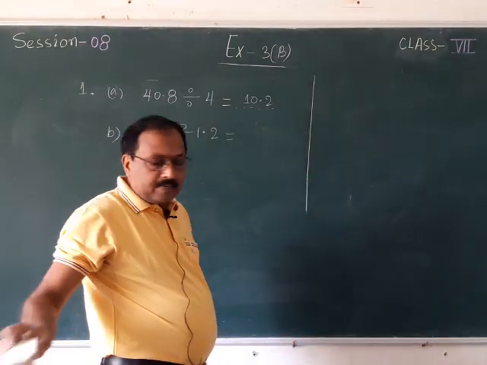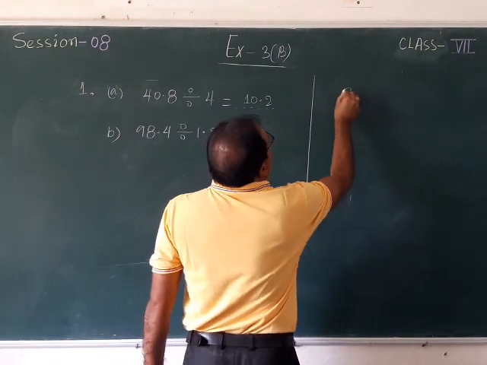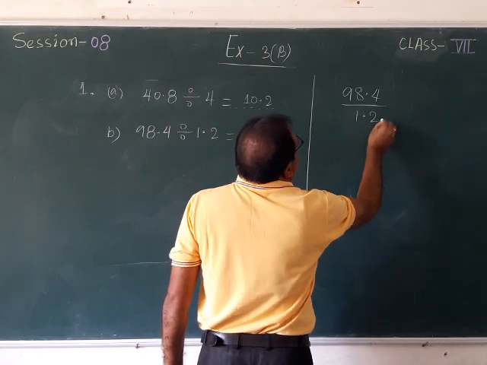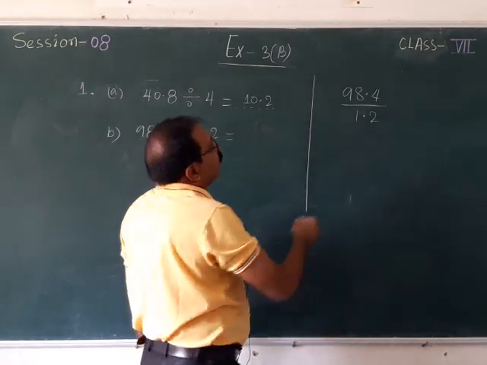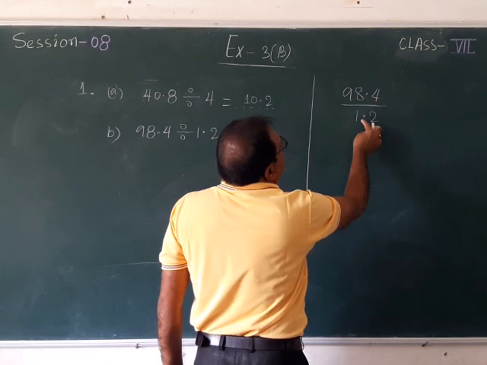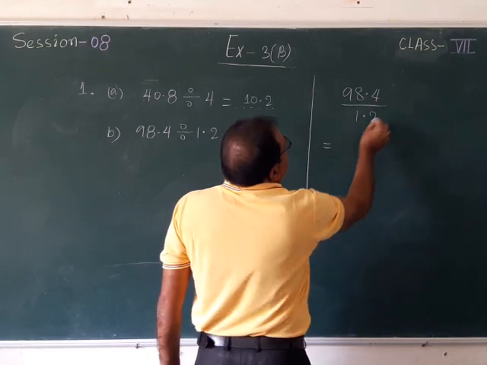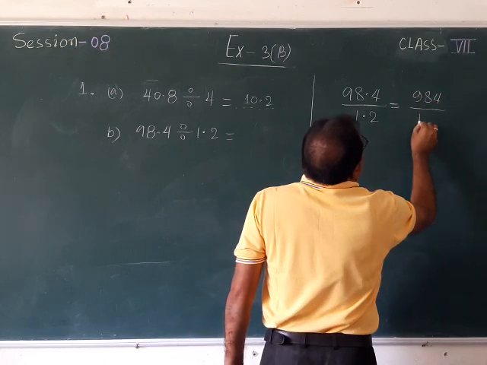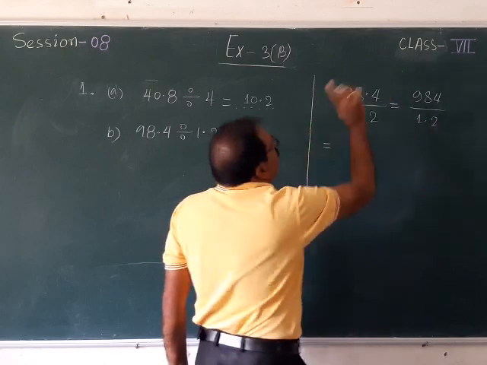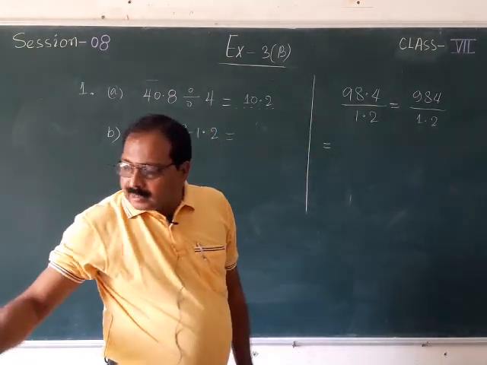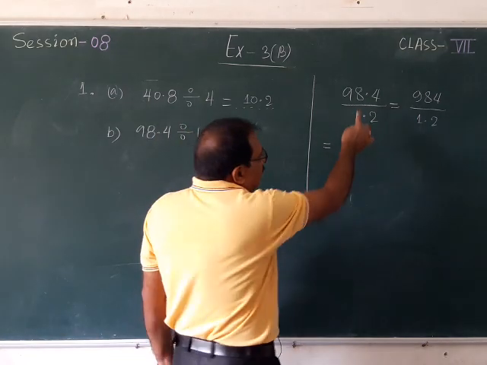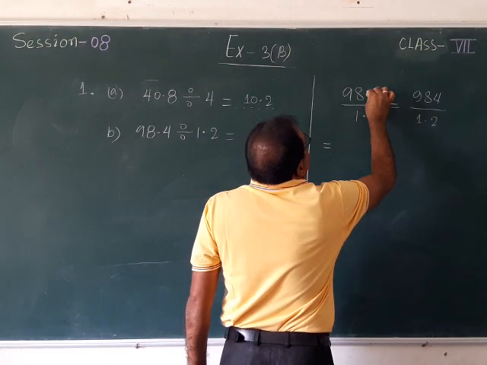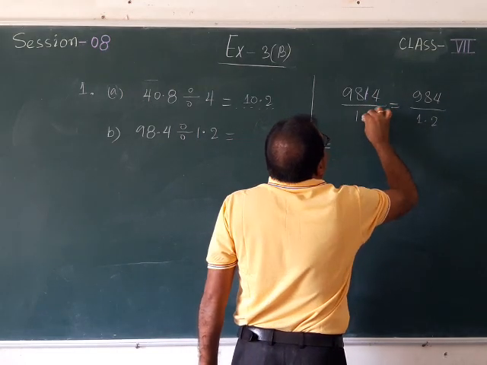Now this B number: first you write it like that, 98.4 upon 1.2. The division can be written in this way also. After the point there is one digit, and after the point there is one digit. That means it can be written as 984 upon 12. Both decimals are cancelled. Why? Because after the decimal the number of digits is the same. If the number of digits after the decimal is the same, this decimal goes off and this decimal also goes off.